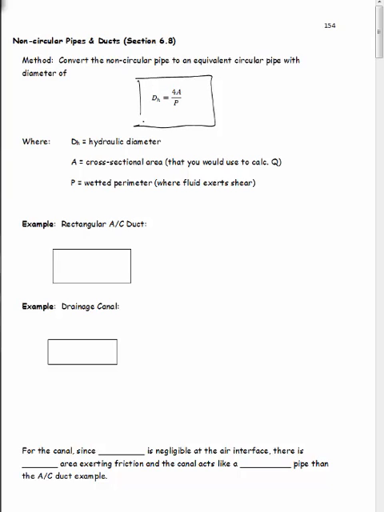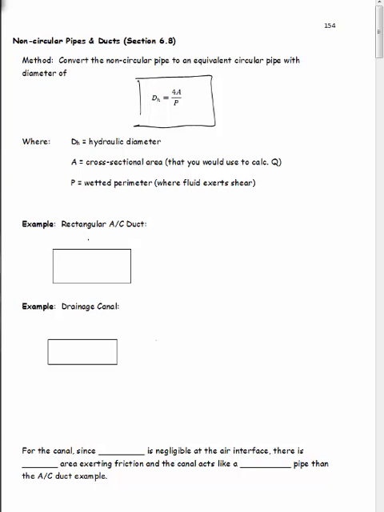And in this equation, the A is the area that you would use to calculate Q. That would be the cross-sectional area, so perpendicular to the flow wherever the fluid is. And then P is what's called your wetted perimeter, okay? And that is where the fluid is going to be in contact with a wall that is exerting shear on it, okay?